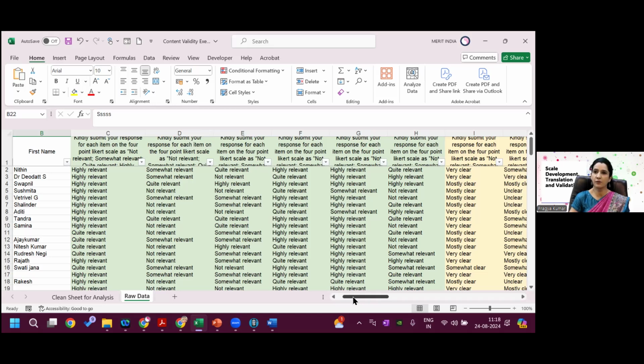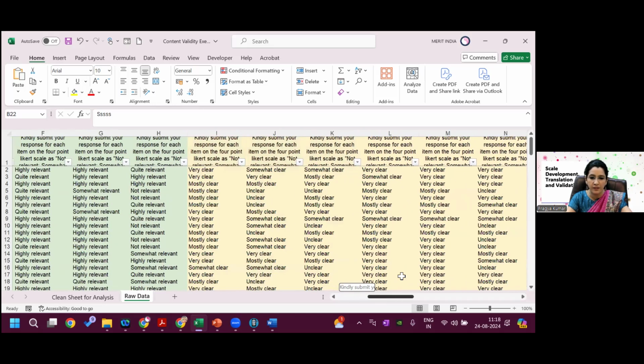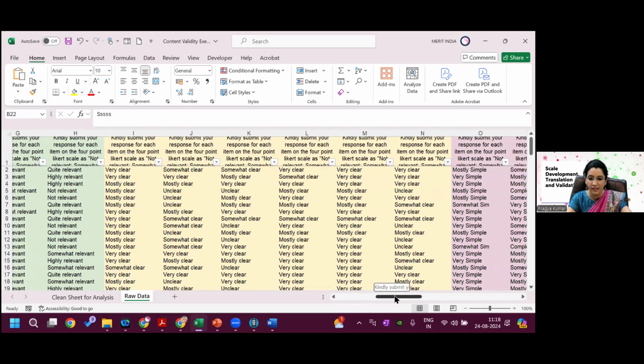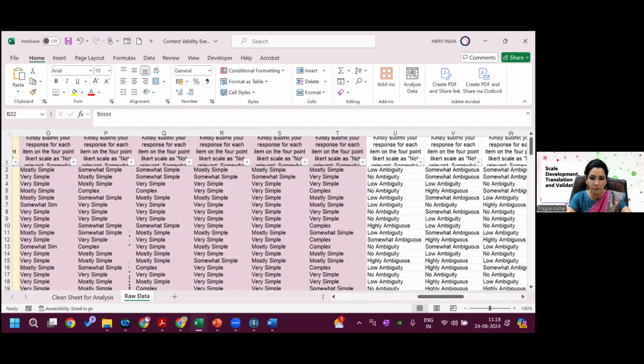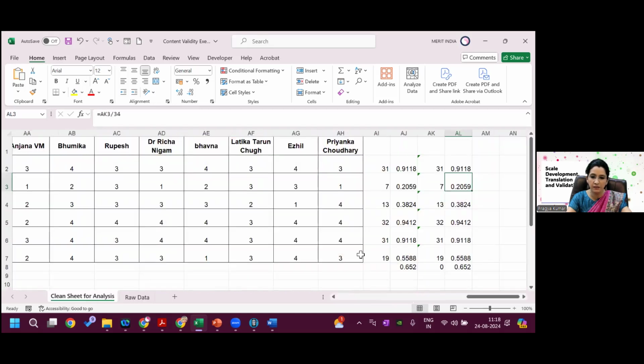Is it clear? Okay, Dr. Bhumika said it is clear. So now, this was the overall Excel sheet which we got. This green color is only for relevance. Similarly, this light yellow color is for clarity, this third one was ambiguity, and the last one was for simplicity. We have shared this sheet with you, and you have to do the calculation using this clean sheet.